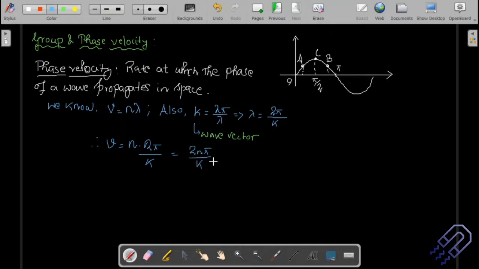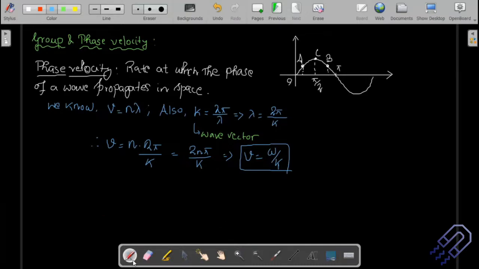And what is 2n pi? Omega. So it implies that v, which is the phase velocity, is equal to omega divided by k. So this is the derivation for phase velocity in terms of frequency and wavelength, right? Because k is dependent on lambda, so this is actually in terms of wavelength. Technically we call it the wave vector, so frequency and wave vector, and this is the relation that we have. So this is the relation for phase velocity, or maybe we can say this is the velocity with which a phase of a particular wave travels.